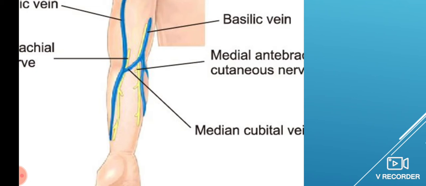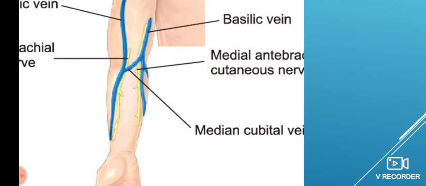And this median cubital vein is the most preferred vein for taking blood as well as cardiac catheterization and for any other clinical procedures, because it is very superficial, as well as they are fixed veins. They are not slipping away while introducing the needle, because this vein is connected to the deep veins through small perforator veins.